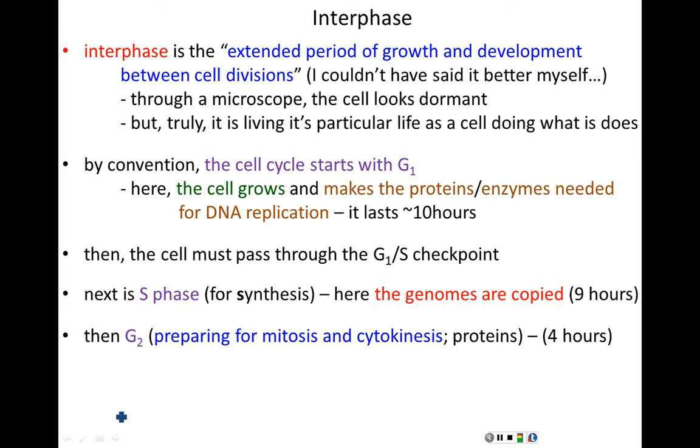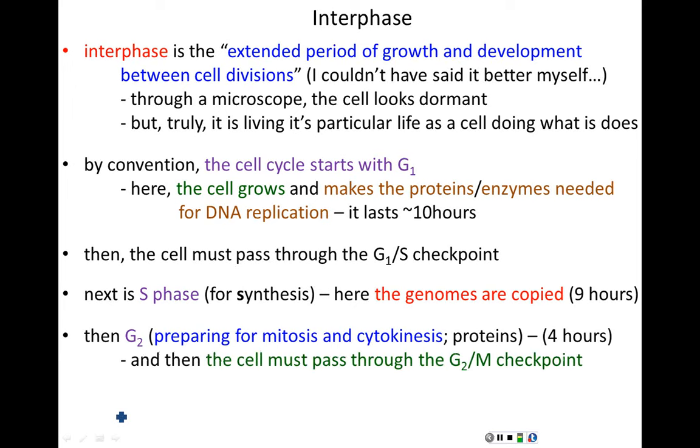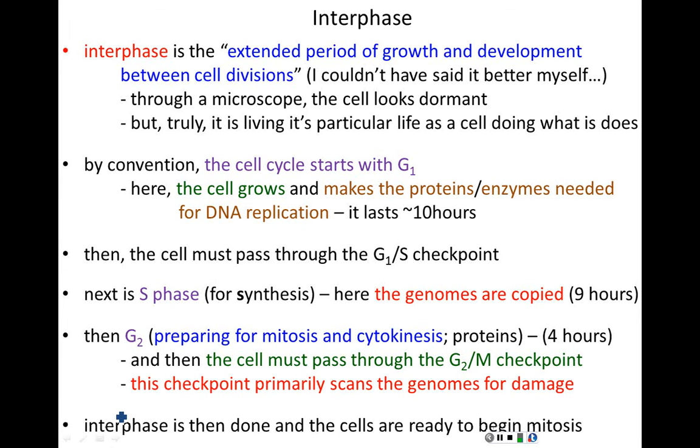G2 is where we prepare for the actual cell division and mitosis. It takes about 4 hours to do those preparations. We're up to 23 hours already. The cell must then proceed through its next checkpoint, which is the G2M checkpoint. Have we done everything we need to do for mitosis? Should we really initiate cell division? When that checkpoint is passed, we move on to M phase. Interphase is officially done, and cells are ready to move into mitosis. So let's do that ourselves. Let's move into mitosis.